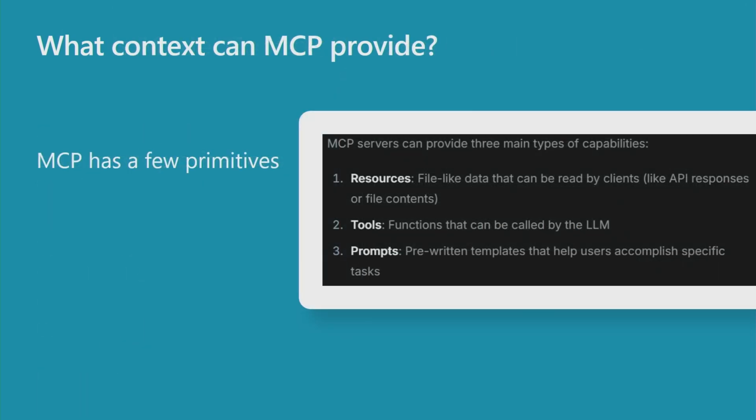So what kind of context can MCP provide? Effectively, MCP has a few primitives available. It has resources, tools, prompts. Resources, you can think of those as just like files or random data. Tools are functions that are designed for LLMs to invoke, and prompts are prompts. And a lot of the focus at the moment, I would say, is on providing tools from servers to clients.